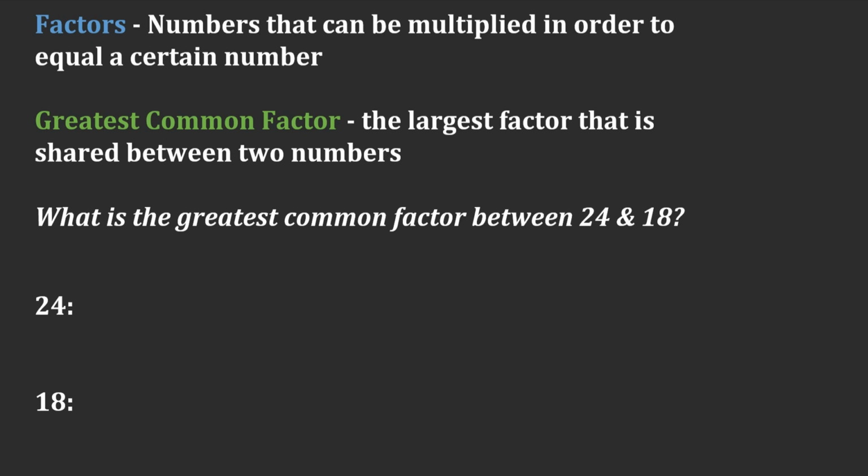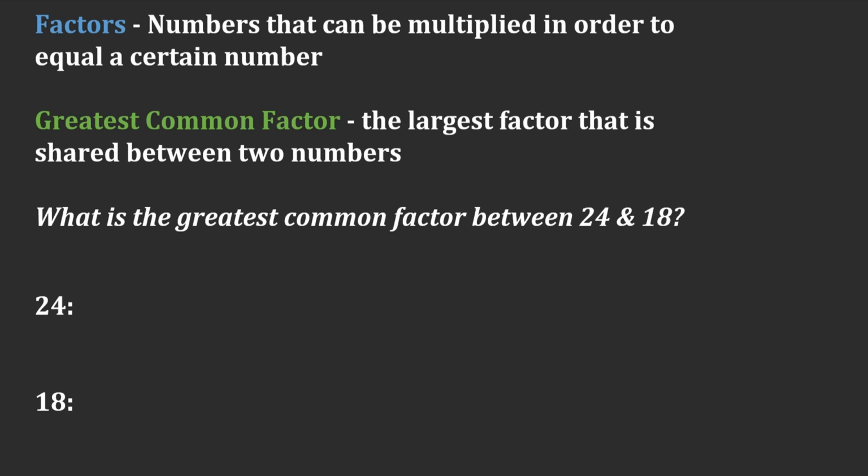In today's video we are going to be talking about common factors as well as greatest common factors. If you want an overview of what factors are, I have a video on that and you're welcome to check that link out in the description down below. But the brief definition of factors are numbers that can be multiplied in order to equal a certain number. A common factor is just a factor that is shared between two numbers.